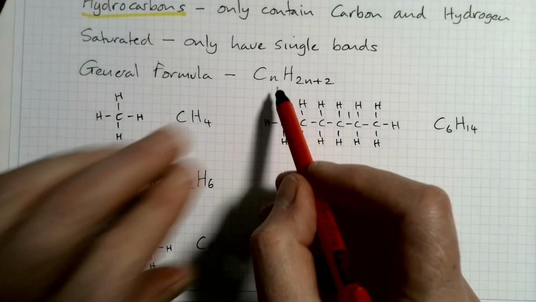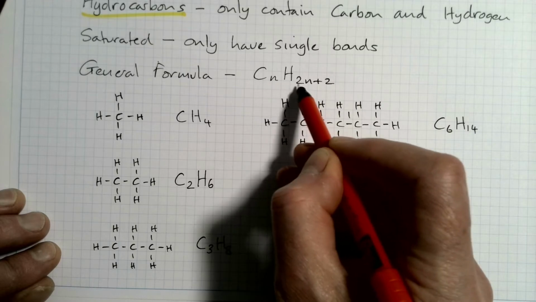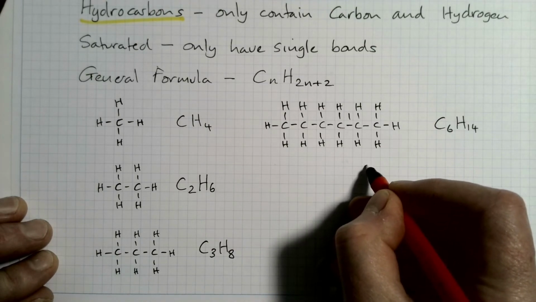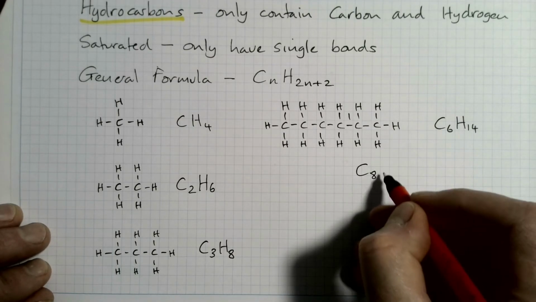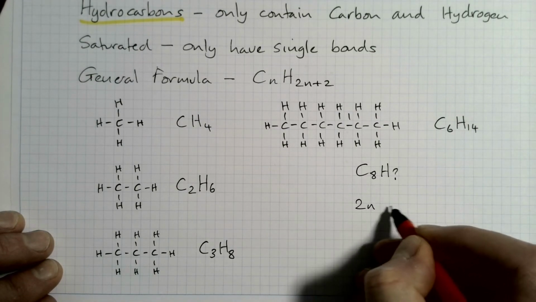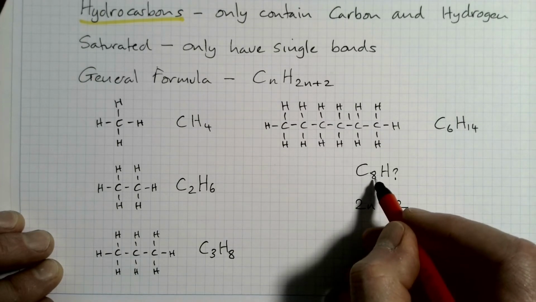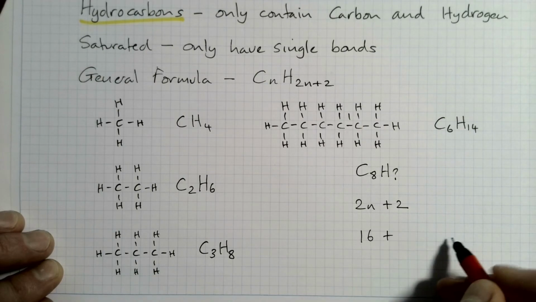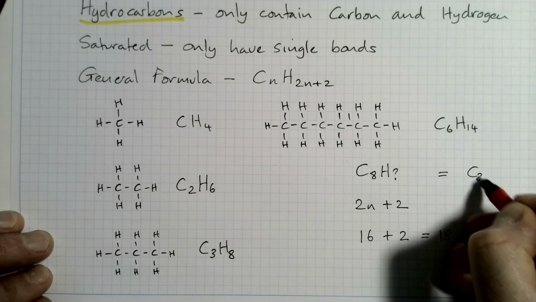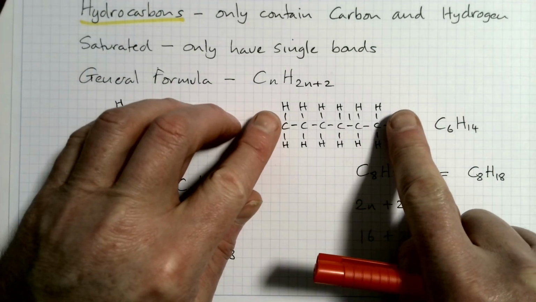H14. Now, you can see how the general formula works. If I make the number of carbons equal to n, then the number of hydrogens is equal to 2n plus 2. So let's take a carbon with, if I make it C8, how many hydrogens do I have? Well, it's going to be 2n plus 2. Remember, we multiply first and then add the 2. So it's going to be 2 times 8 is 16, plus 2, which equals 18. So the answer is C8H18.